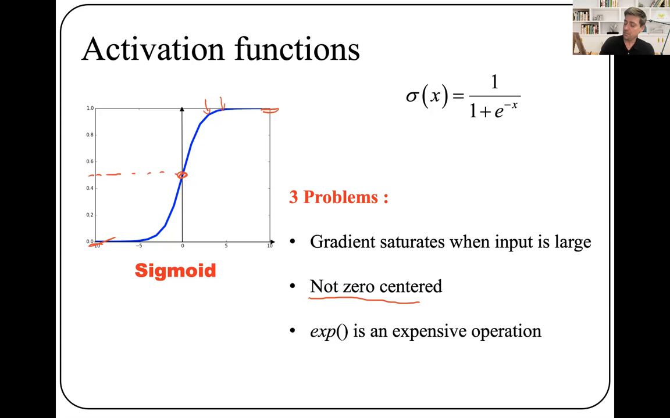Third and last problem is that if you look at the function here, well, it requires computing an exponential function, and the exponential function is actually quite expensive, although you can approximate it very efficiently. But if you want to have a high precision, then it's actually expensive compared to, for example, a multiplication or subtraction, etc.